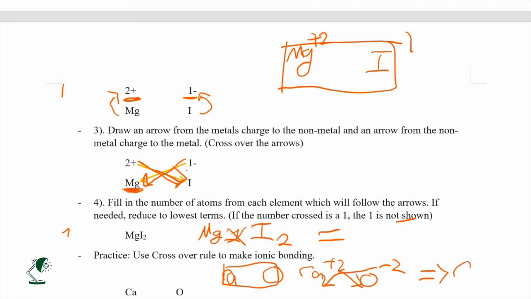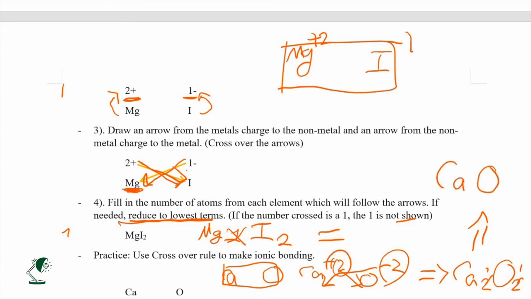And you will get Ca2. You don't have to write the signs like negative or positive. And O2. And since we have the same number, we can reduce to the lowest term. Right? So we can reduce this to 1. And remember, we don't have to write 1. So your final answer will be calcium oxide, CaO.